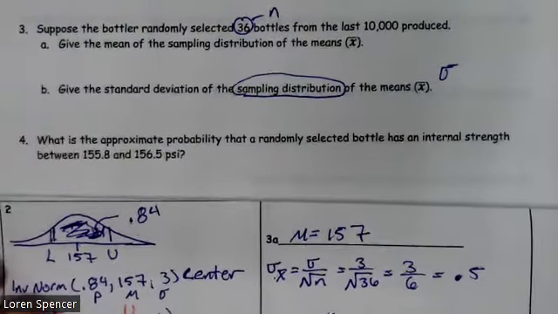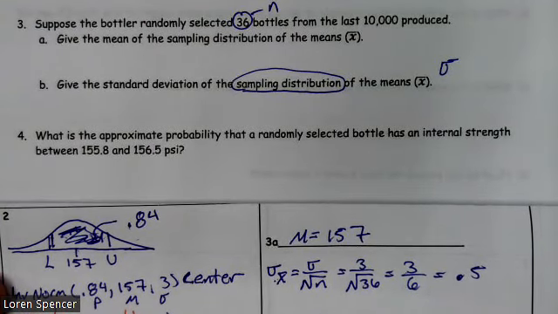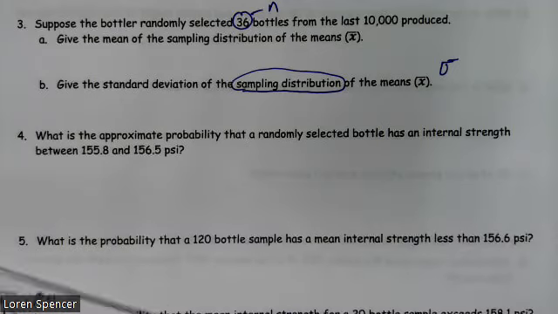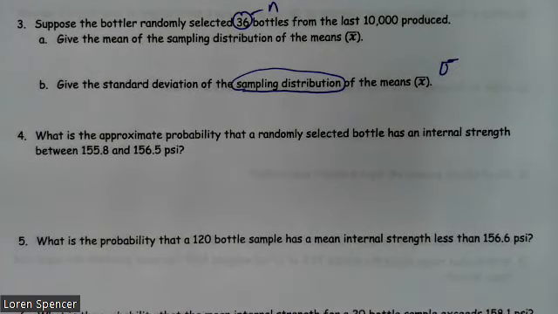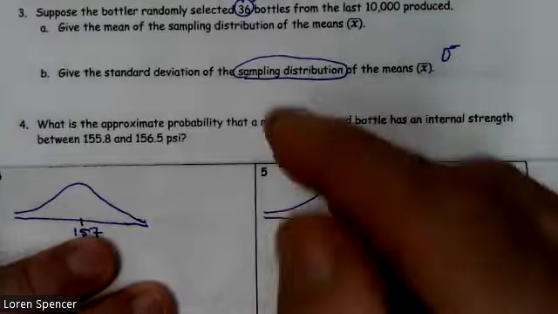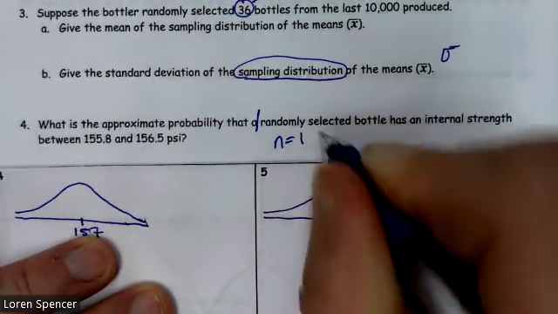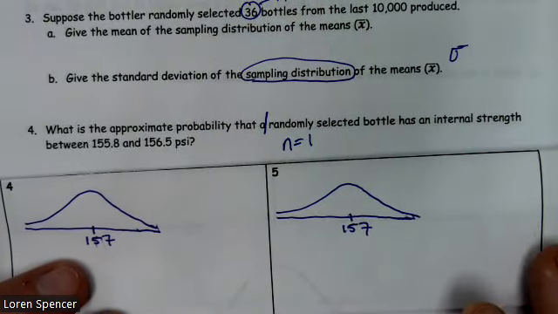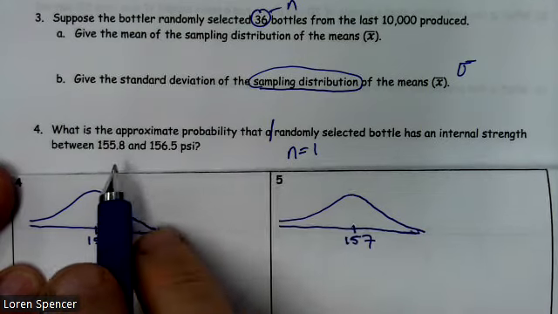Number 4, what is the approximate probability that a randomly selected bottle has an internal strength between 155.8 and 156.5? Well, they didn't give me a percent, so it's not an inverse norm. And it says a randomly selected bottle, so that tells me my sample size is 1. If I'm working with a sample size of 1, probably best to go to a NormCDF.